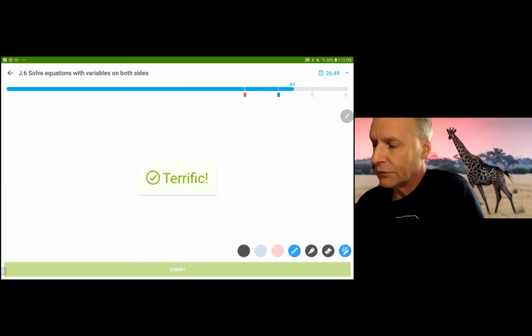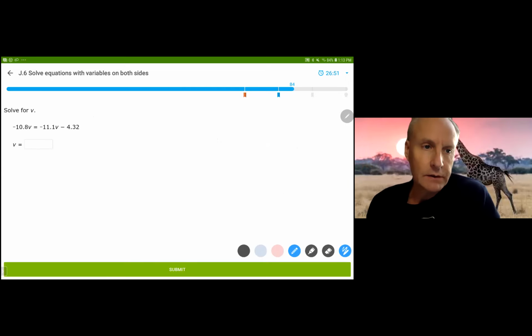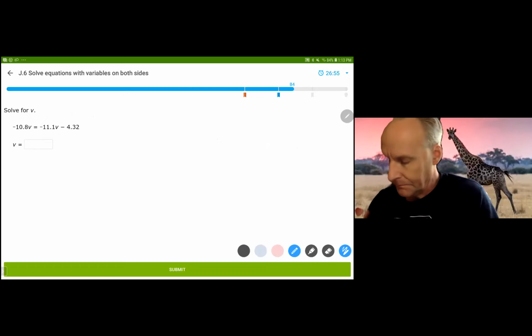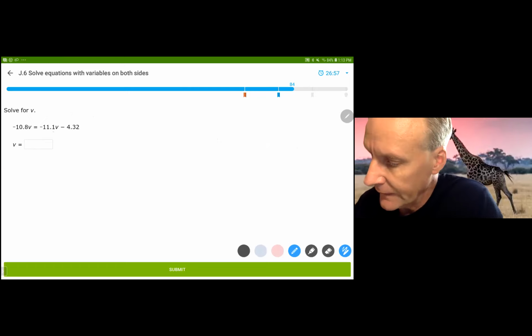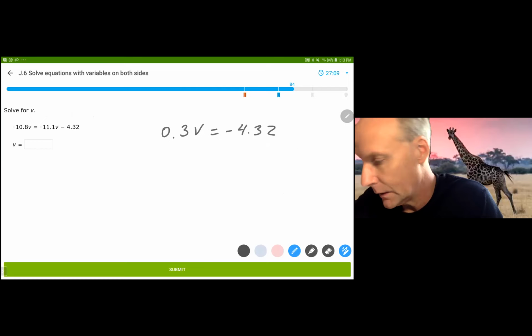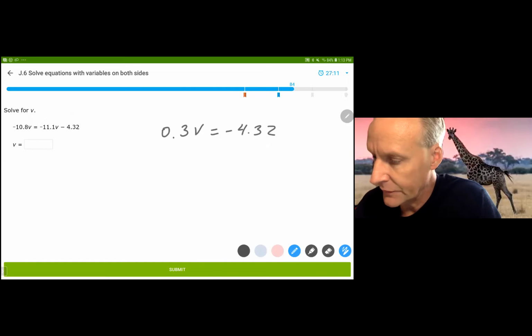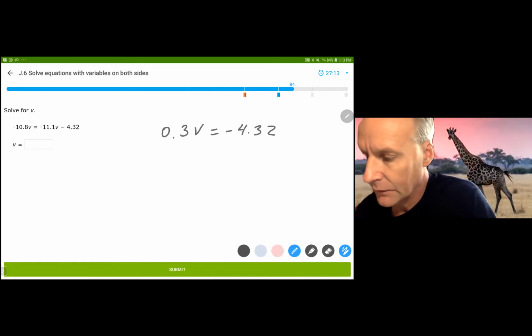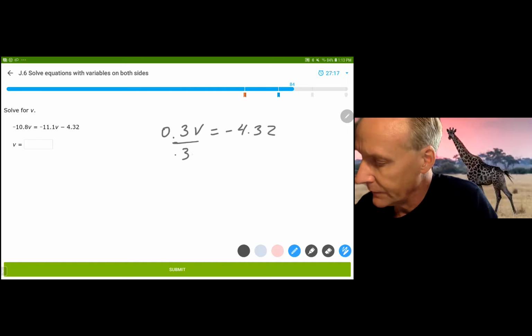Now, if you're doing these with me, clearly it's a good idea to try them yourself. Now this time, I'm going to add 11.1 to both sides, which gives me 0.3v, and my negative 4.32 remains over here. All I did was add 11.1 to both sides. Hopefully I didn't make a mistake on that one. And divide by 0.3.